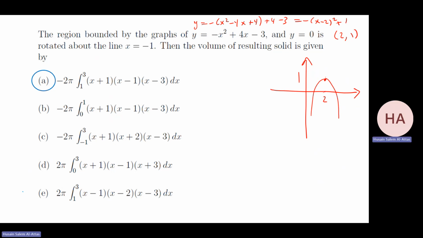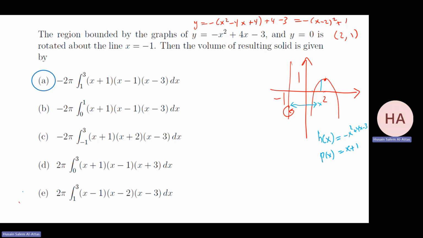Okay. And y equals 0, so I have the x-axis. Okay, it is rotated about the line x equals minus 1. This is x equals minus 1, and this is my axis of rotation. So this is my line, so it is h of x. H of x will be the function, which is minus x squared plus 4x minus 3. P of x will be this distance, which is x plus 1.